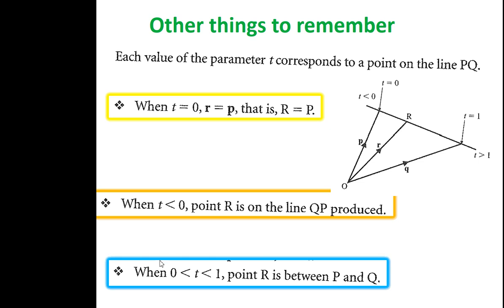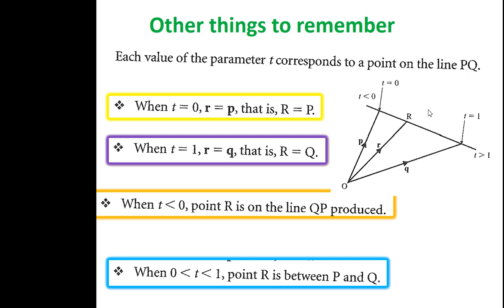Now this is confusing, so that's why I keep going on and repeating myself. So what about when t is between 0 and 1? Between 0 and 1 means anywhere between here. Then point r is between p and q, which makes sense. This would be an example of when t is between 0 and 1, because point r is between p and q. Here's q, here's p.